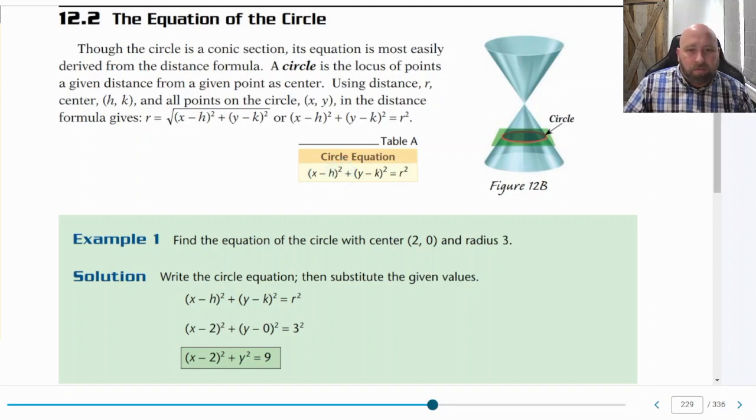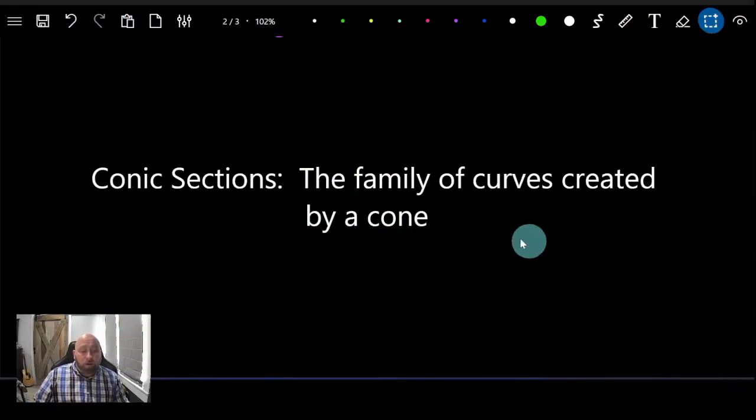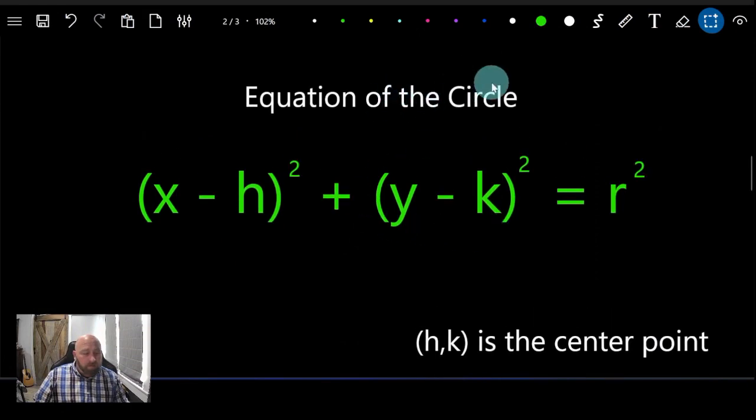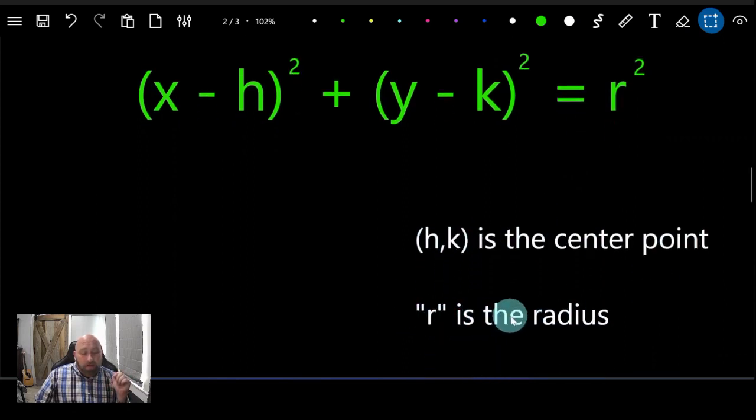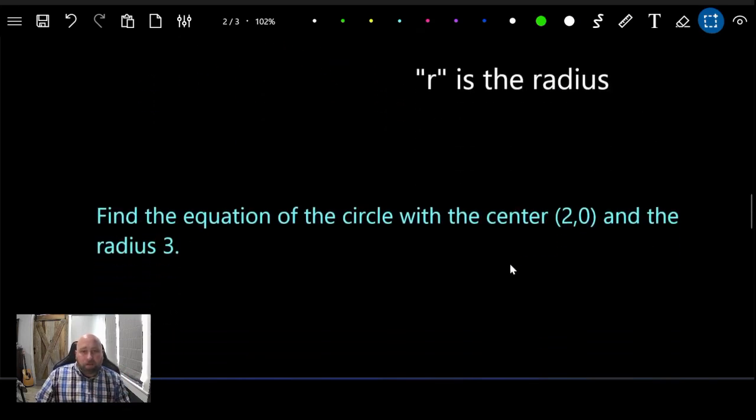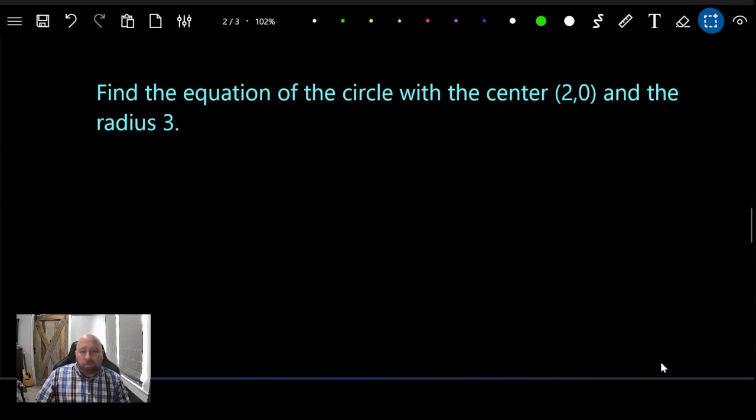All right, so let's jump back over here to my computer screen and we're going to do a couple of these. So there's the equation of the circle: (x minus h) quantity squared plus (y minus k) quantity squared equals r squared. That's what we're going to use. (h, k) is the center point and r is the radius. These are all very important things that you need to remember. All right, so let's go down here and look at the first question. This is example 1 in your books on page 229.